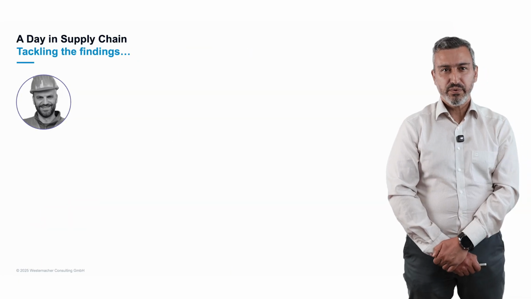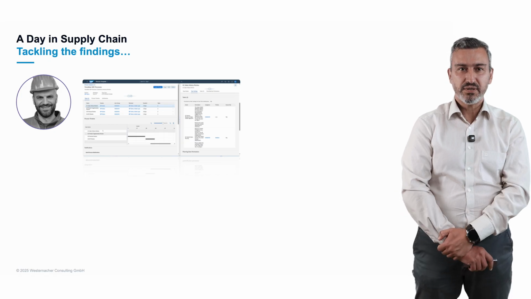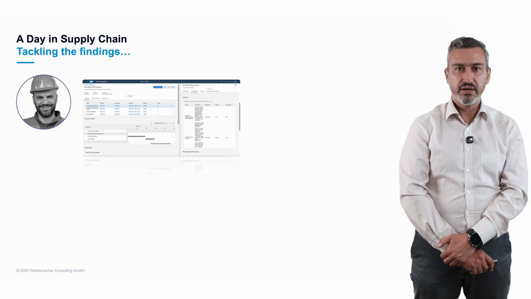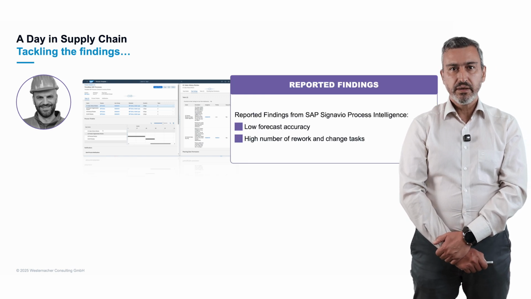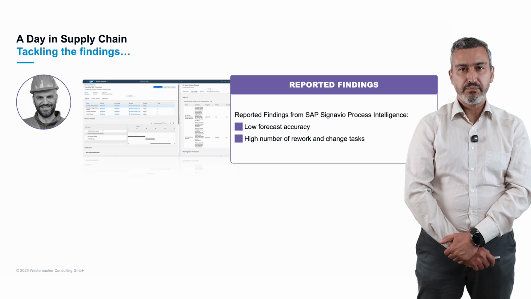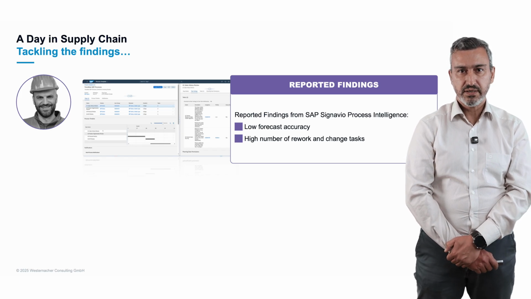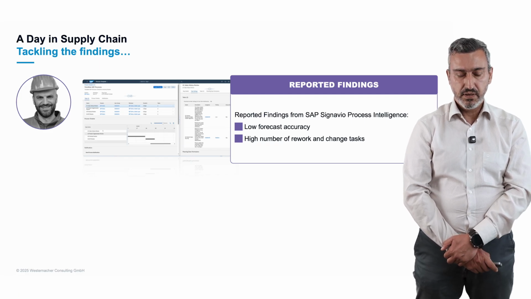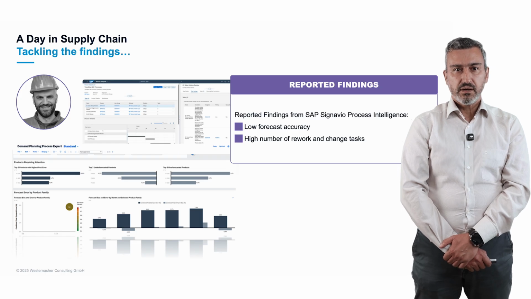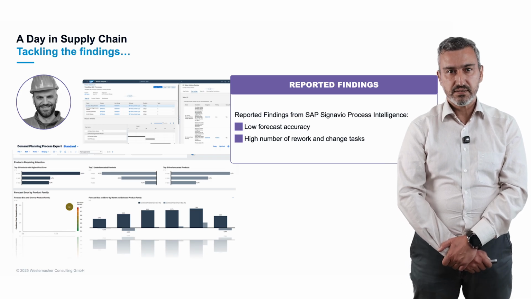Okay, so here we are with Pete. Pete is looking at IBP and is looking at the process model that they have built in IBP to track the activities of their S&OP process. He looks at the findings that have been actually reported. We have a low forecast accuracy and a higher number of activities that are performed in the system. Pete looks at the system and can actually see that the number of planning combinations has actually increased in the last 6 months.